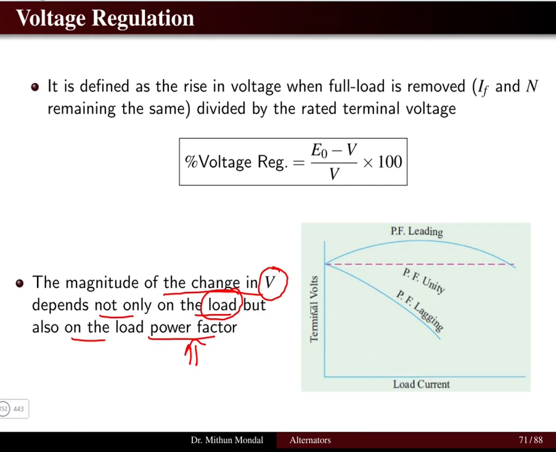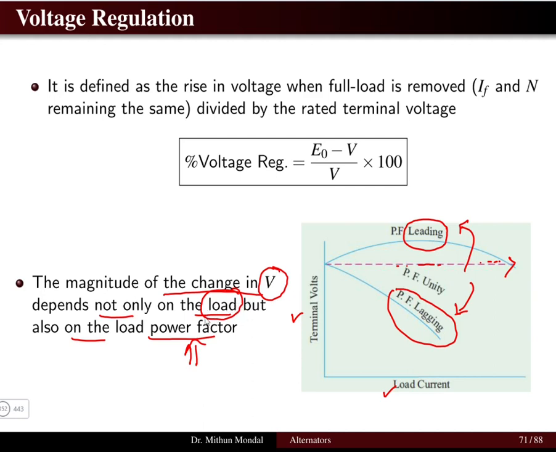Here we can see the graph between the terminal voltage and the load current. When the power factor is unity, it is constant, parallel to the x-axis. But when it is a lagging power factor, there is a drop in the voltage, and when there is a leading power factor, there is an increase in the terminal voltage. So the voltage will change with the change in the load and the change in the power factor.